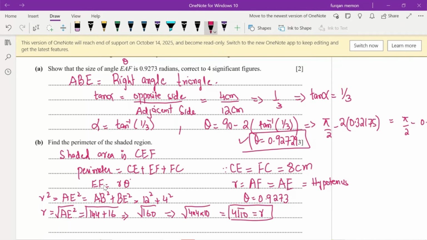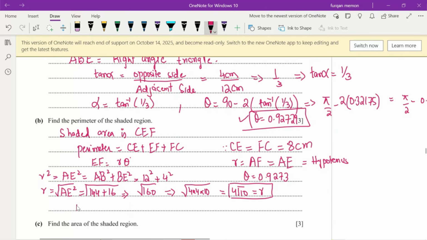So EF, which is R theta, can be found out. R is 4 under root 10 times theta. Theta is 0.9273. So when we multiply it, 11.7295, or we can say that 11.73. Now this is the EF.